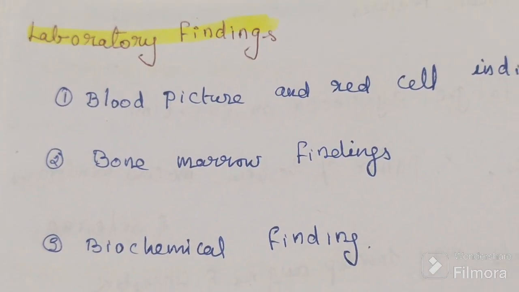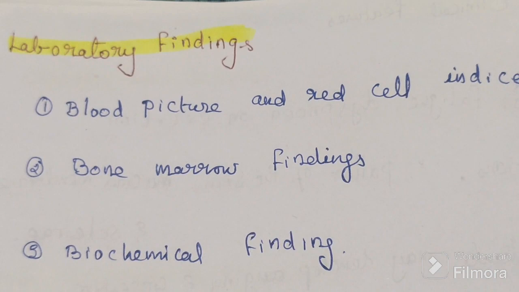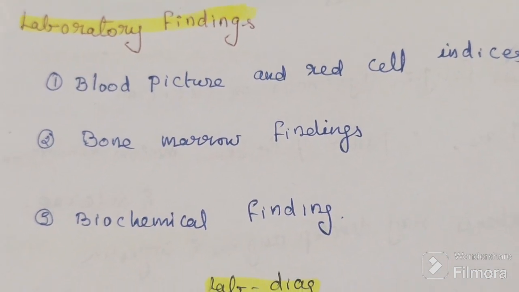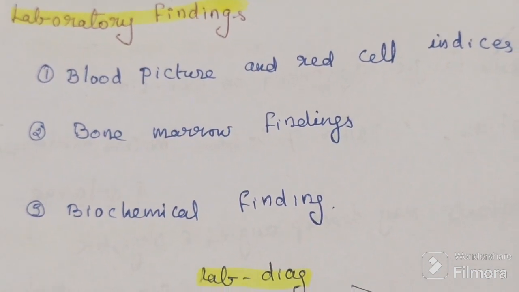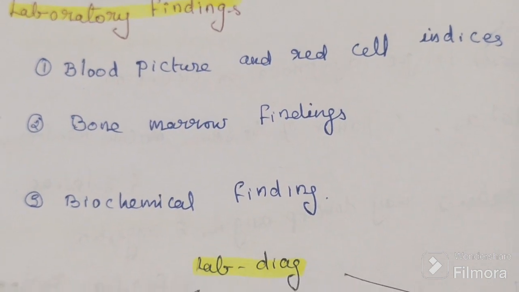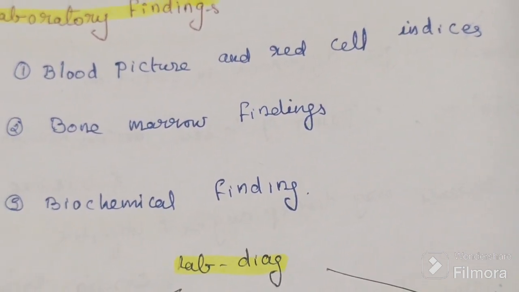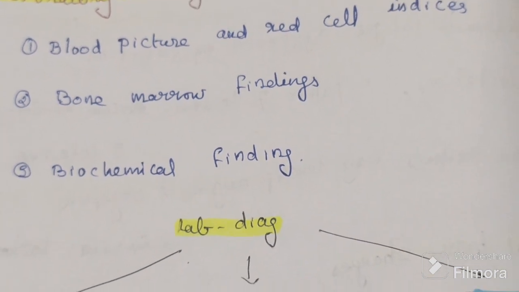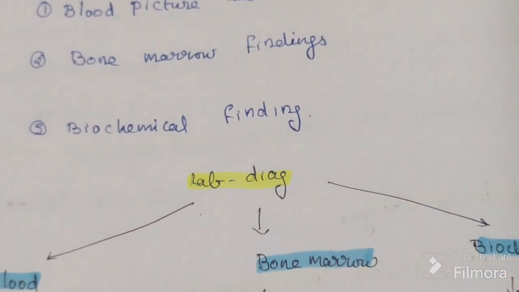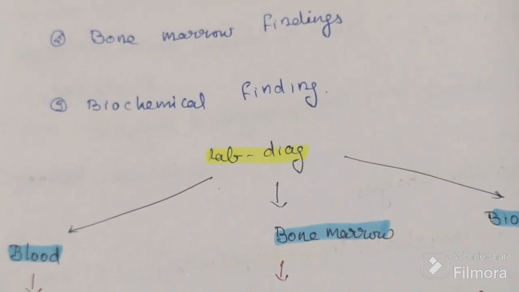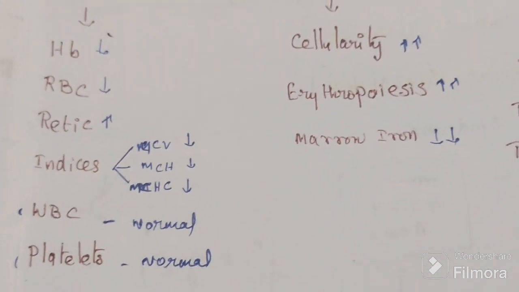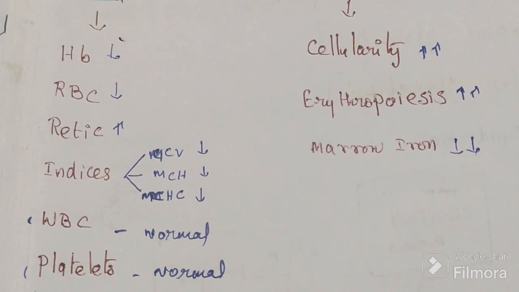What is the laboratory diagnosis of iron deficiency anemia? We have three things: blood examination, bone marrow findings, and biochemical tests. In blood we have to see all the things.